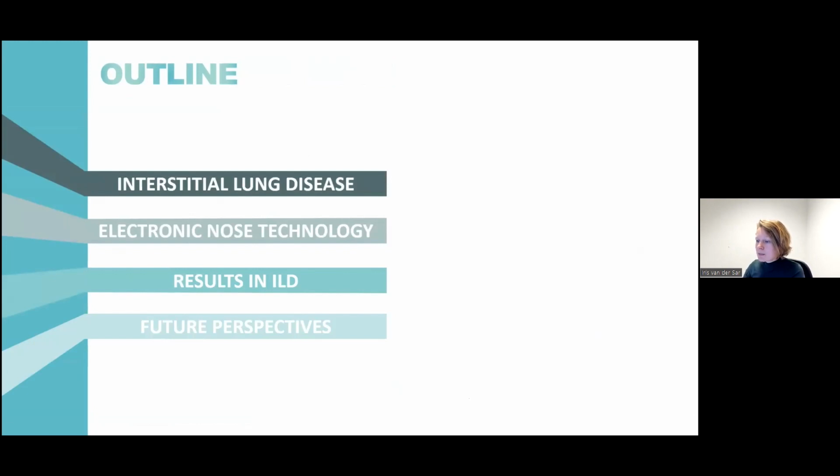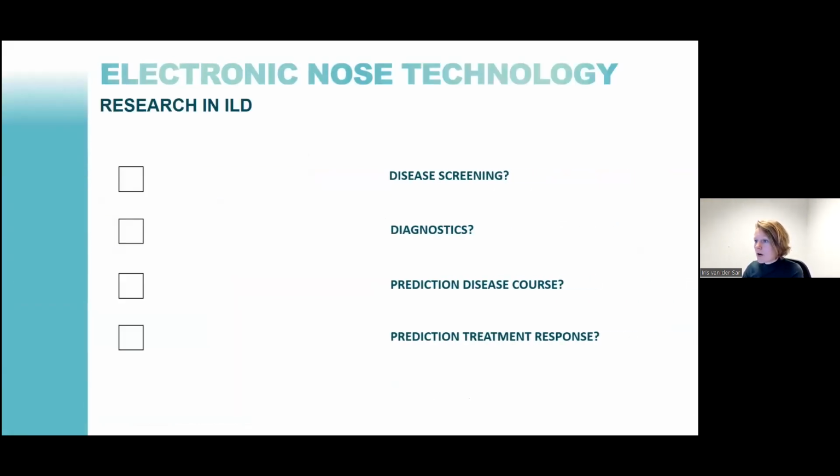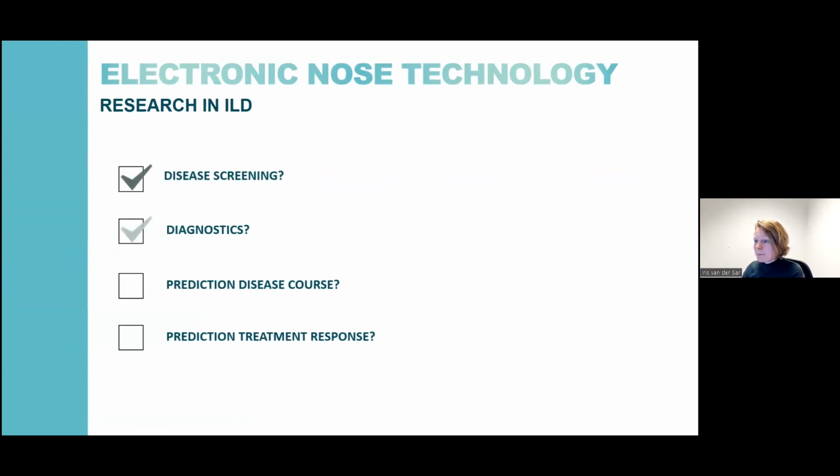So these methods we have applied to several patient groups in our hospital and in other hospitals in the Netherlands, and I will give an overview of our recent results. We have results that support the disease screening of ILD, diagnostics of ILD, and the treatment response prediction of ILD.